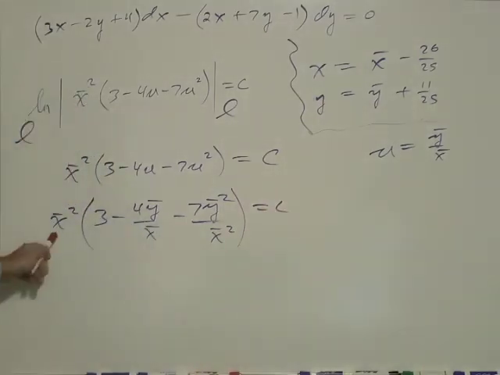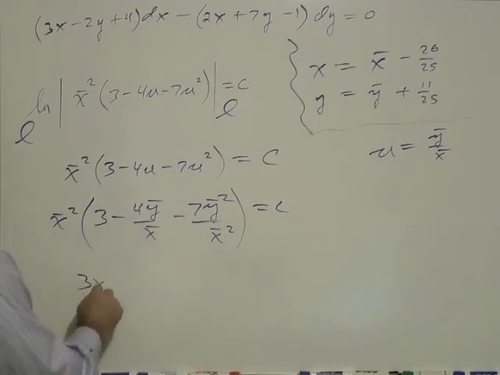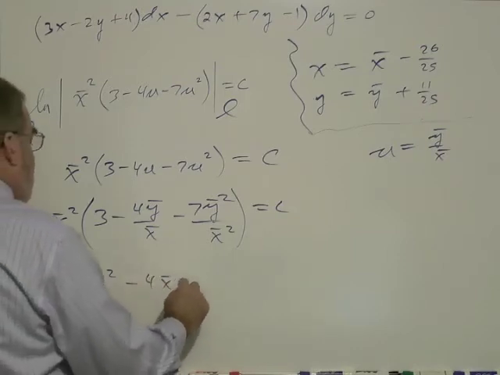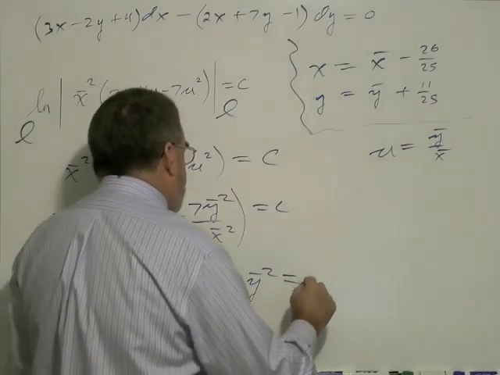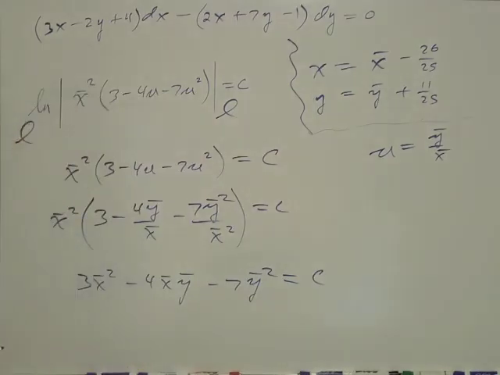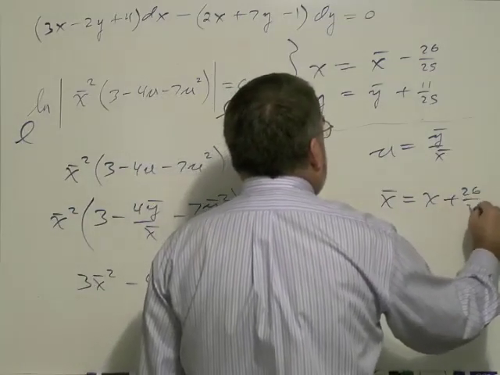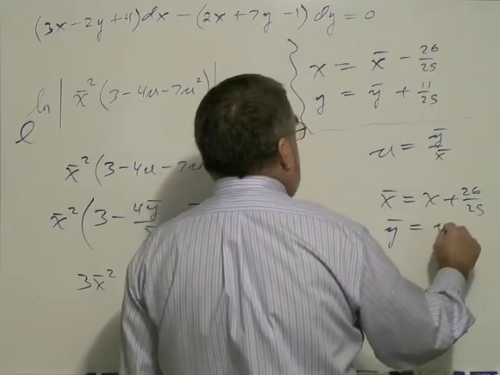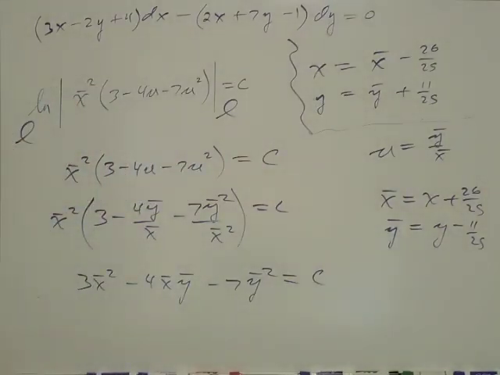And this is kind of nice. When I multiply the x bar squared through here, it eliminates the fractions. So I get 3 x bar squared minus 4 x bar y bar minus 7 y bar squared equals our constant c. And then finally we get to plug this stuff back into here, except we have to use x bar equal to x plus 26/25 and y bar equal to y minus 11/25. So I've got to turn these around in order to substitute for x bar and y bar. Alright, so one more erasing here.